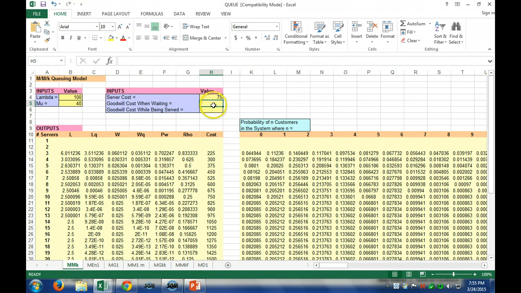Let's say though, for whatever reason, we've said that the goodwill cost for waiting in line is pretty significant. Let's say it's $40 per hour when waiting in line. And do you think when being served it is going to be higher or lower? Where's more goodwill loss? Because we're all narcissistic beings. Yeah, when you're waiting, there's a goodwill loss that's higher than when you're being served.